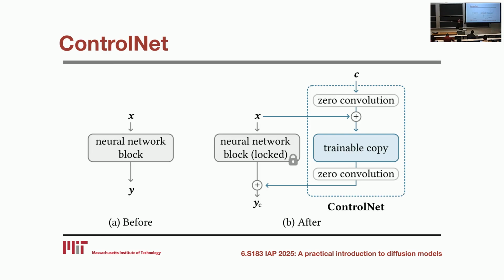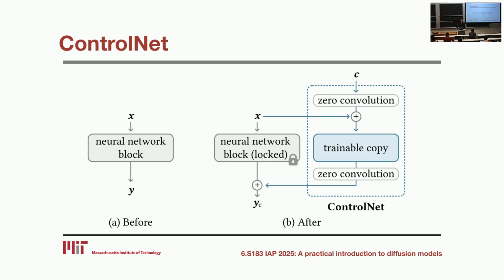And finally, there are also interesting techniques called ControlNet. Let's say I have a pre-trained diffusion model, for example, Stable Diffusion. And now at test time, I want to add some control. For example, Stable Diffusion is a model tailored for text-to-image generation. And now at sampling time, I want to make a model that conditions on other things.